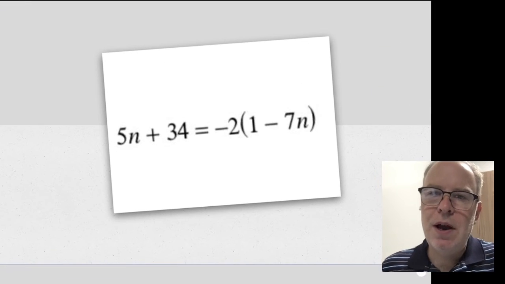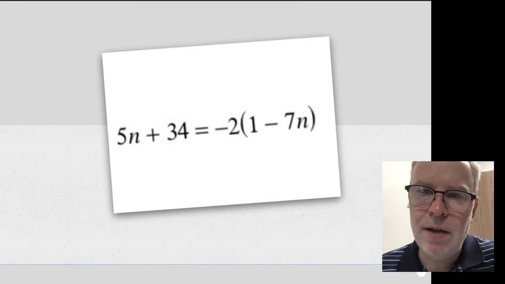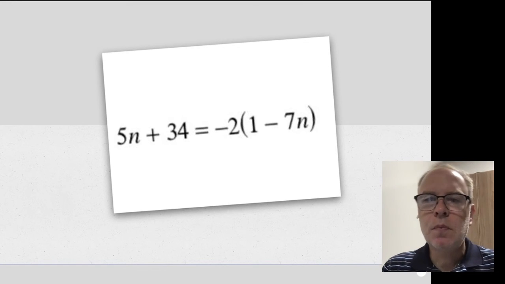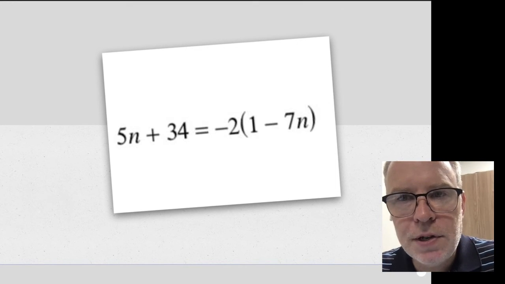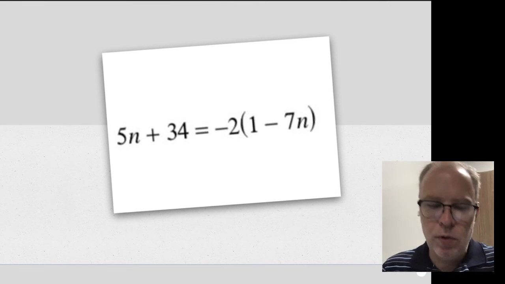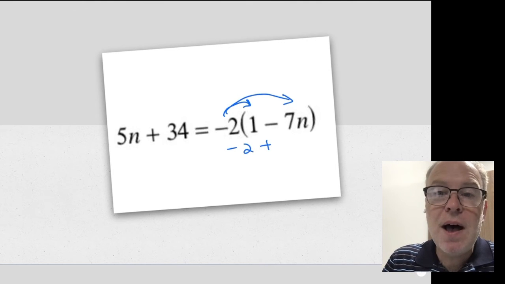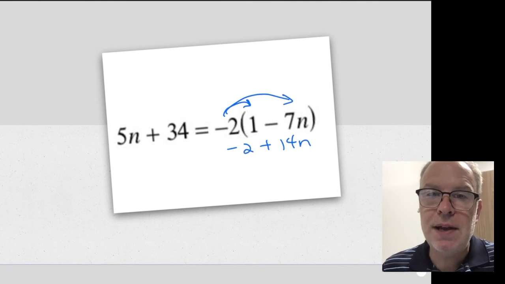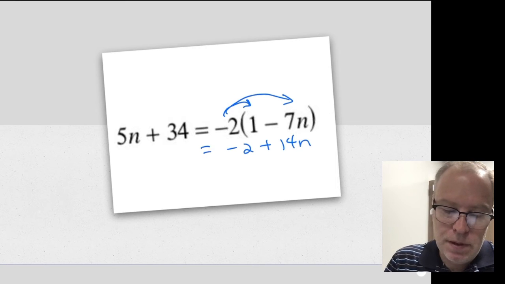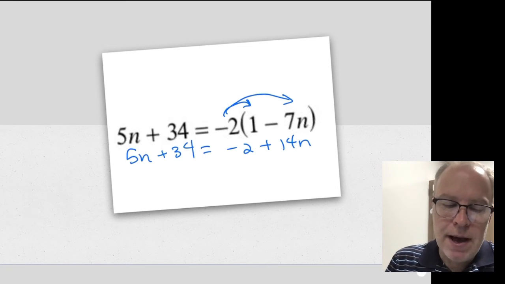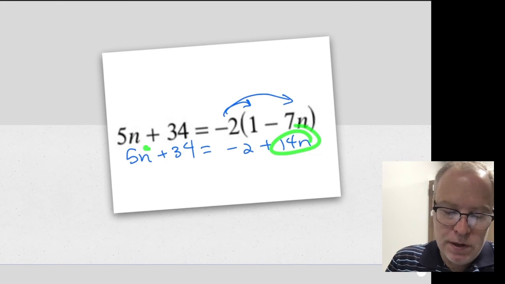All right, we're almost there. We've really leveled up quite a bit here. This is called the distributive property is what we need to do. We need to launch our little missiles here with that -2. And we get -2 plus 14n because a negative times a negative. Now I see n's on both sides, 14 and 15.